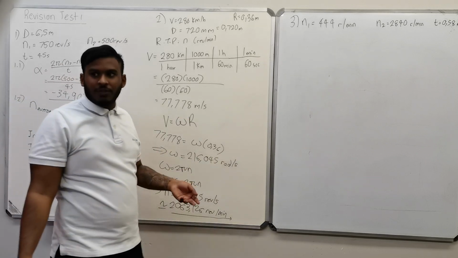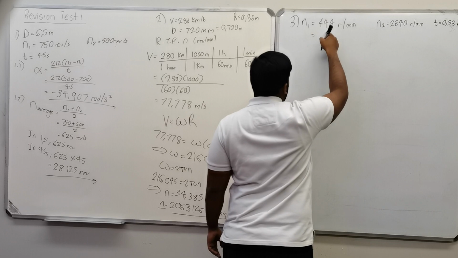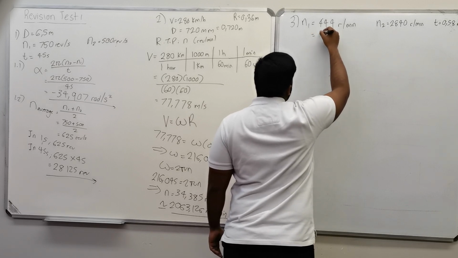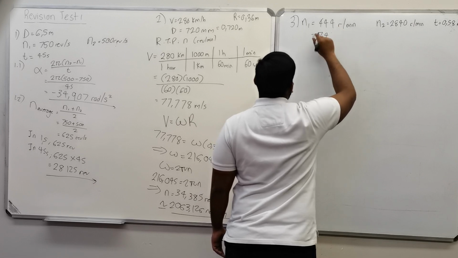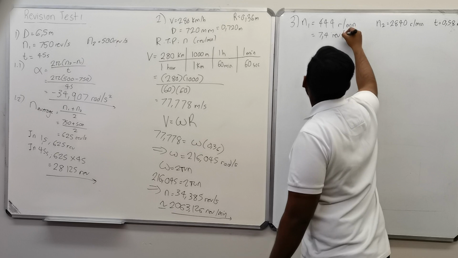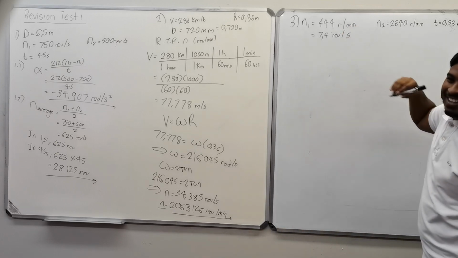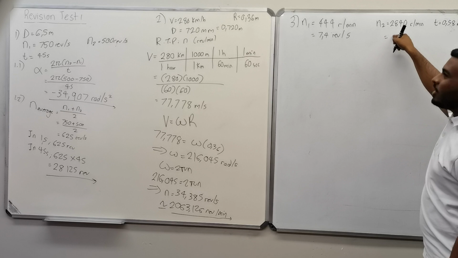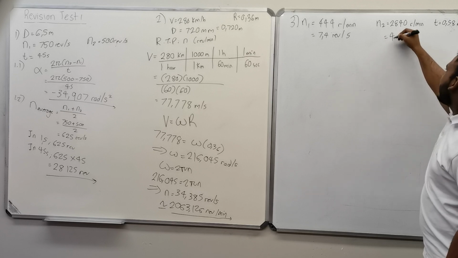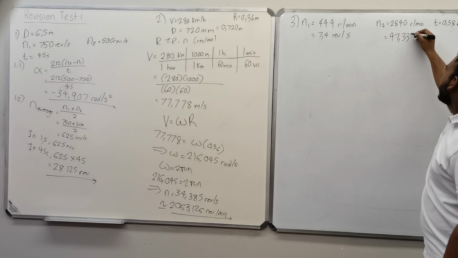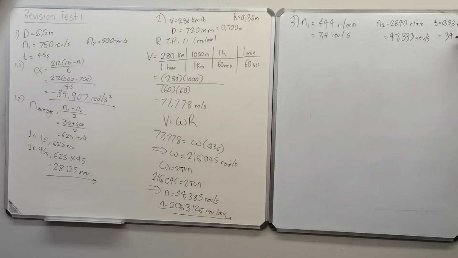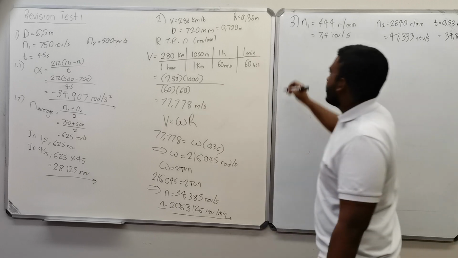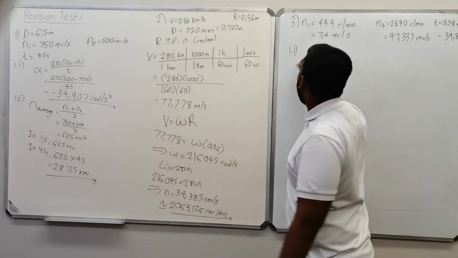Convert to revs per second. So this here would be equal to 7.4 revs per second. And this one is 47.333. And the time is 34.8 seconds. So for this one, straightforward, you just do it like how you did that one.